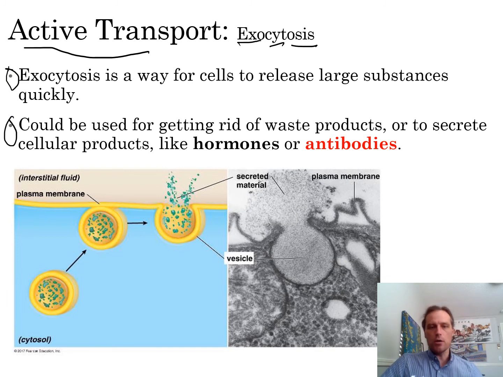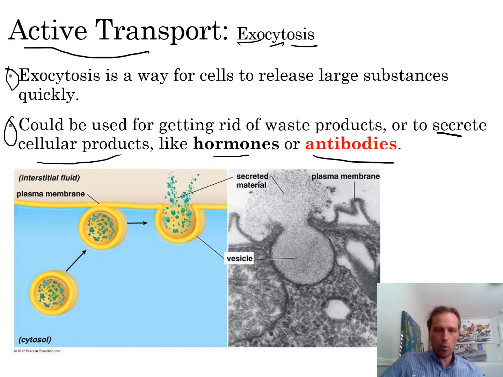What are we doing with it? Could be used for getting rid of waste products. Not as common a thing, but more often to secrete cellular products like hormones or antibodies. And a white blood cell that is secreting antibodies can secrete by this method like 1,000,000 every second. So this is a really fast way to release a whole bunch of stuff.